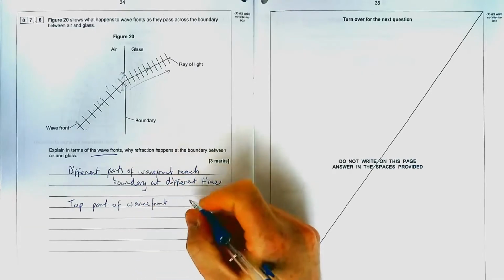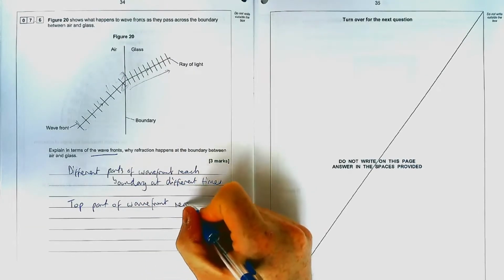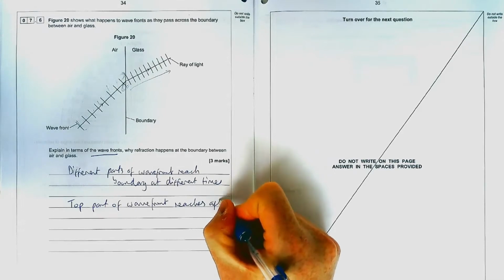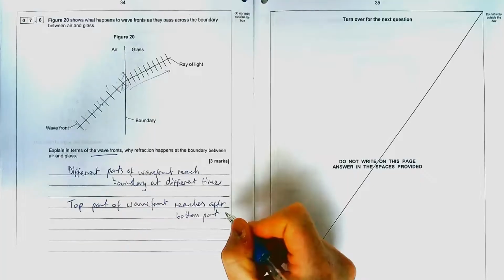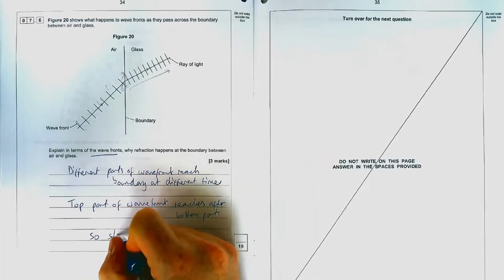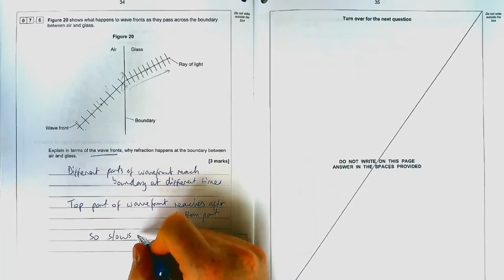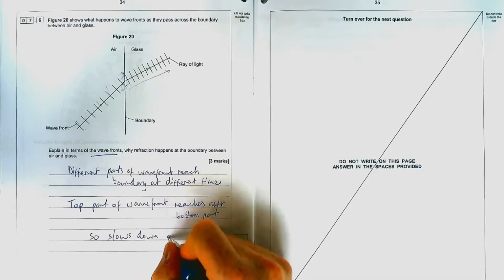Okay, so I've used the terms top and bottom here. You could use left and right if you're talking about here, but as long as you are really clear about what you're talking about in this diagram. And the idea is it slows down because glass is a more dense material. Okay, so for this question, I'm going to say this bit's probably a medium.